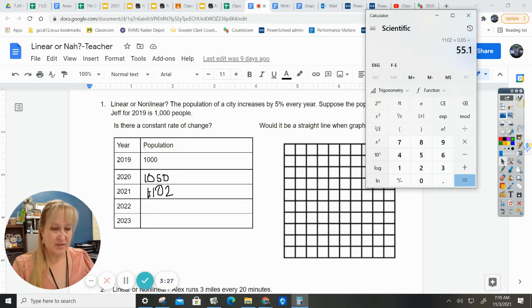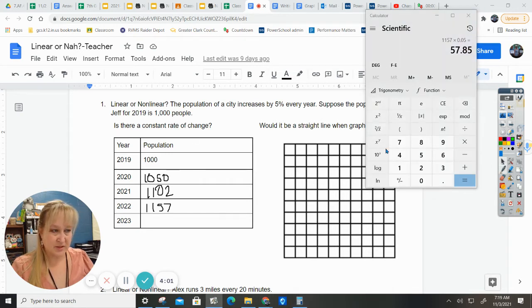And I need to add those people, the 55, to the 1,102, which will turn into 1,157. Now again, population is going to increase. So 1,157, I need to figure out what 5% of that is. So I'm multiplying it by 0.05. And I get 57.8. So that's almost 58 people.